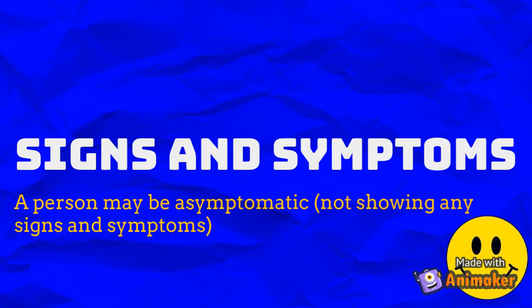Hypertension is called a silent killer, which means a person may present it without any signs and symptoms, or in other words, asymptomatic. However, these are the common signs and symptoms that you can see in a person with hypertension.